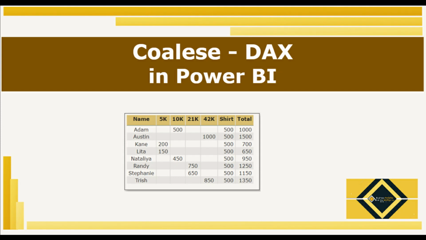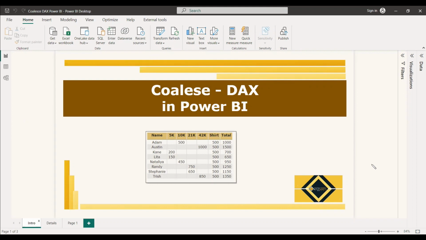This video is regarding Coalesce. It is a DAX function in Power BI. It is one of the important functions that we can use in certain situations. What it does is it evaluates expressions and takes the first expression that has a value, and it will return that.